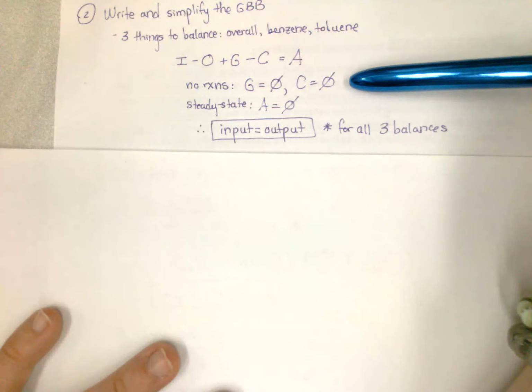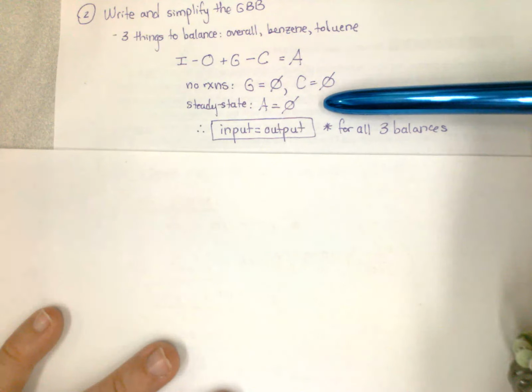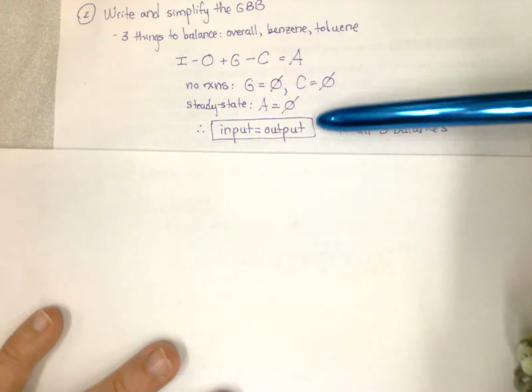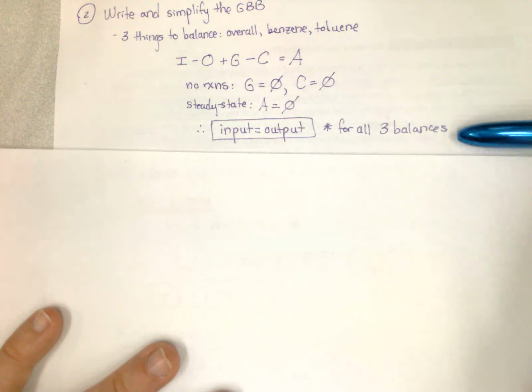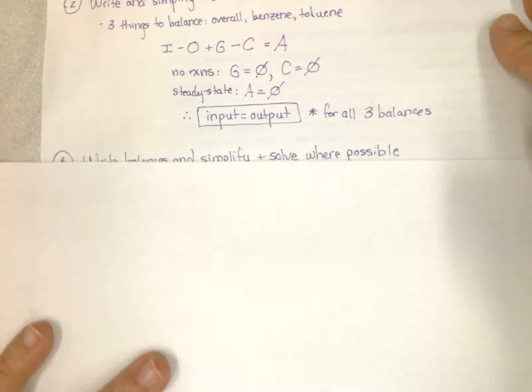So this is no generation, no consumption. And we can assume that this system is steady state. That's a fair assumption, so accumulation is zero. That means that the input is going to equal the output for all three balances that we have: the overall balance, the benzene balance, and the toluene balance. So there's the general balance equation.